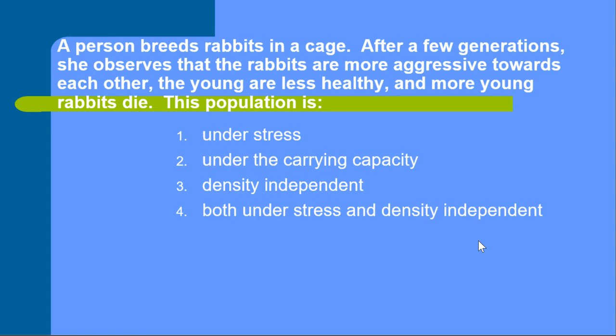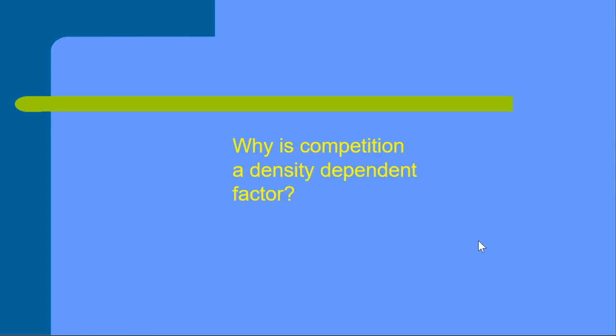So the answer to this is actually under stress. But one of the things that we want to know is, and they're clearly over carrying capacity, by the way, and that's what puts them under stress. They are not density independent. So what we want to talk about now is that competition is actually a density dependent factor. You only have competition when you have certain levels of populations, right?